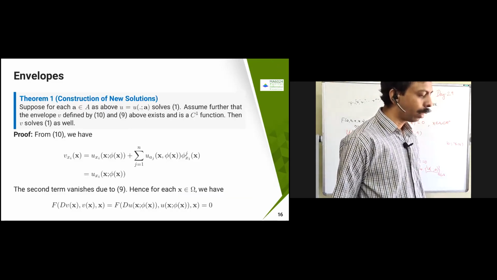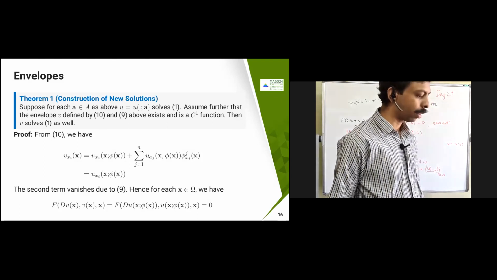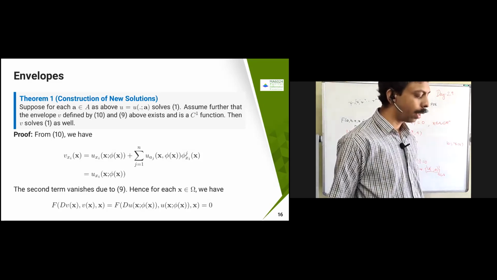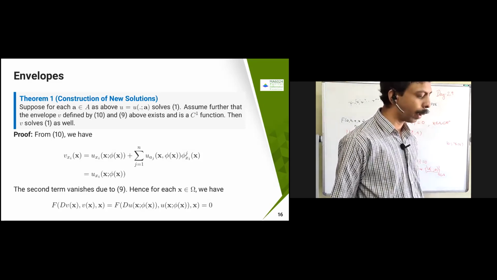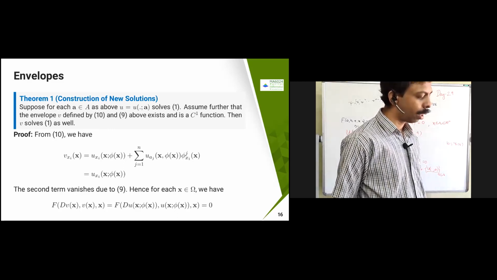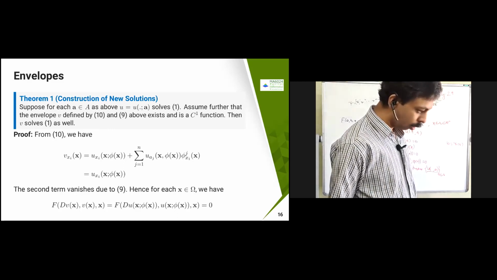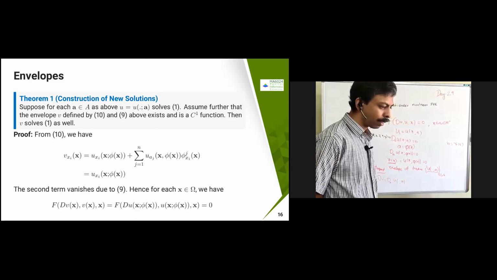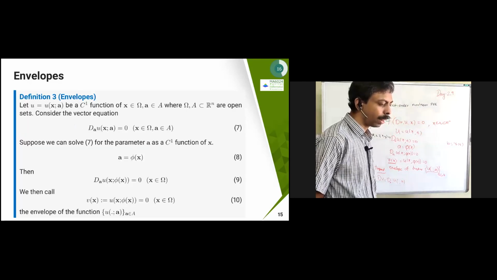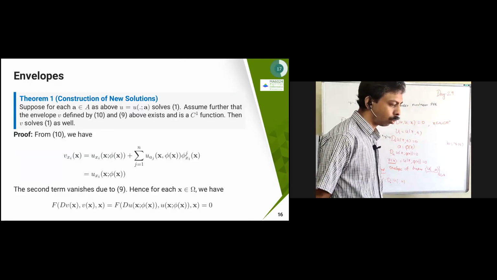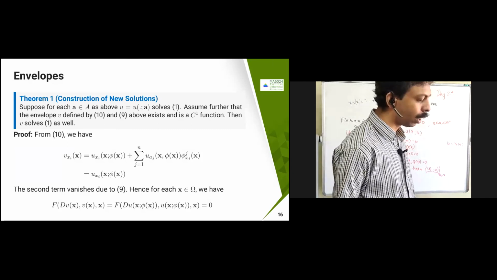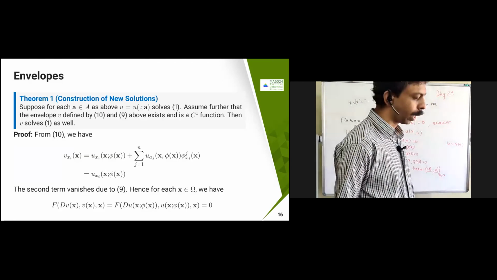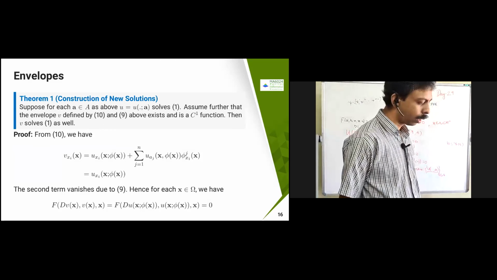Therefore, a is a function, pi of x. So you take the derivative with respect to a_j, which is u_aj of x semicolon pi of x, times pi_j xi of x. But the second term vanishes due to equation number 9, because it is given that the derivative of u with respect to a at x, pi of x equals 0. Therefore each of the terms becomes 0.